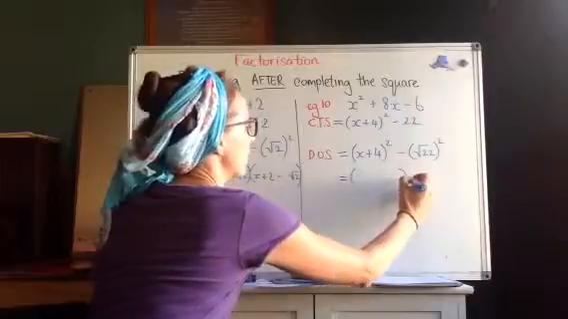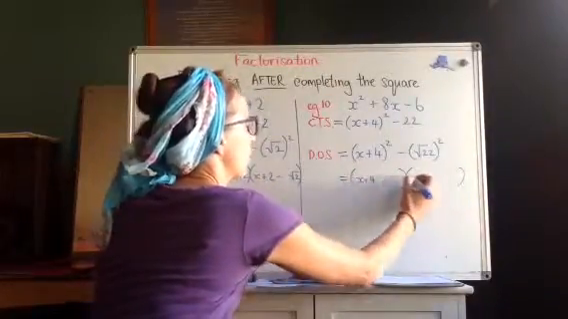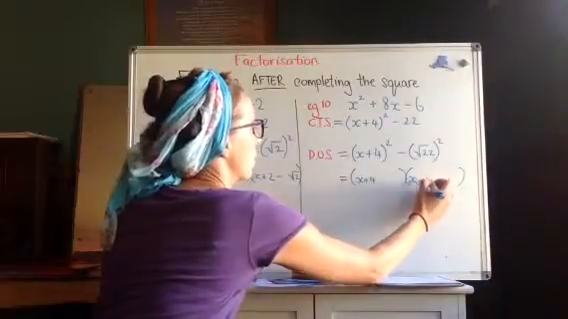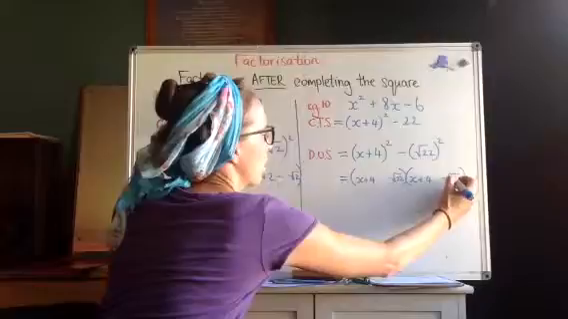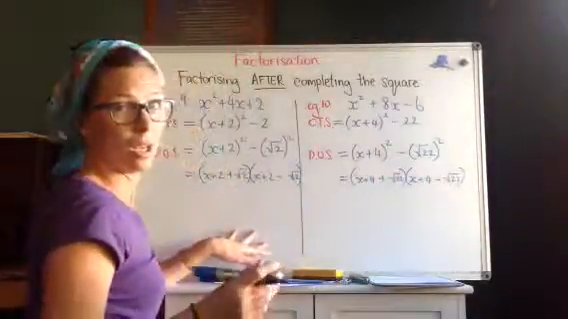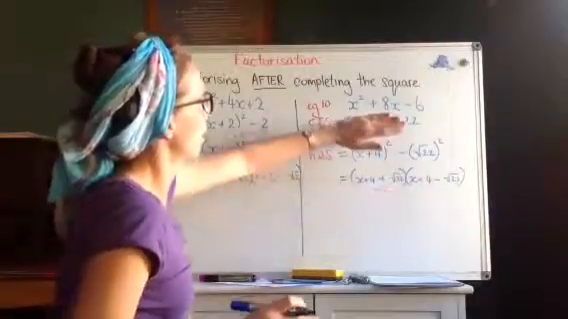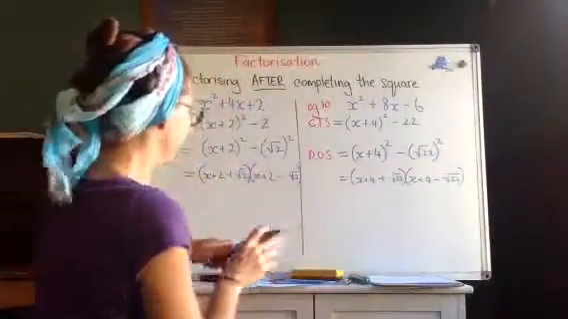We end up with 2 brackets. X plus 4 goes in the front of both. Root 22 goes in the back of both. And 1 becomes addition and 1 becomes subtraction. And so I've ended up with the original trinomial factorised into 2 parts.